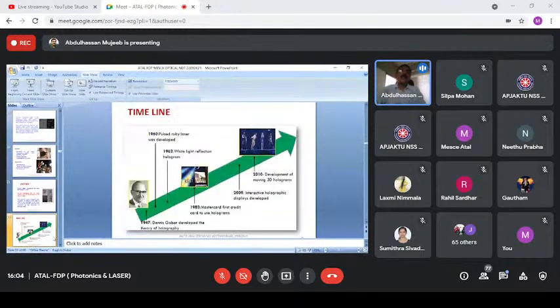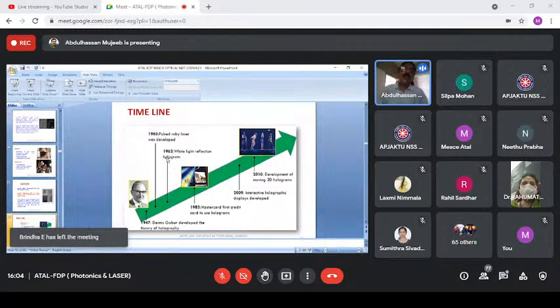This is the timeline of holography. 1947, Dennis Gabor discovered it. 1971, Dennis Gabor received his Nobel Prize for this discovery, after the verification of white light holograms using lasers. That is by Leith and Upatnieks.